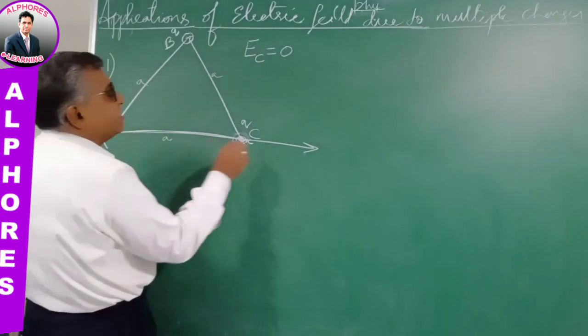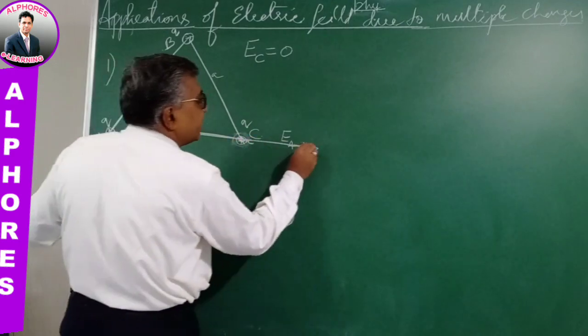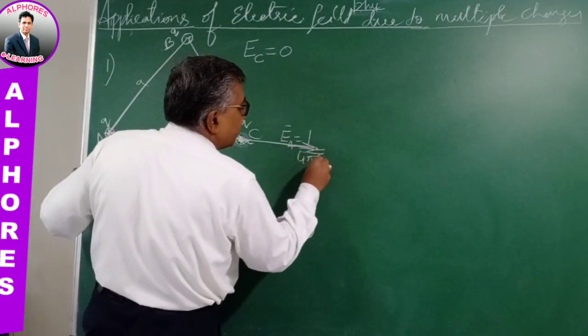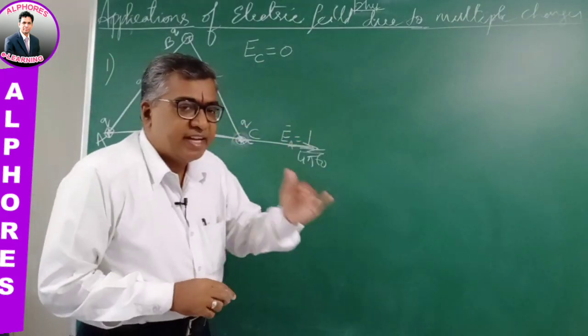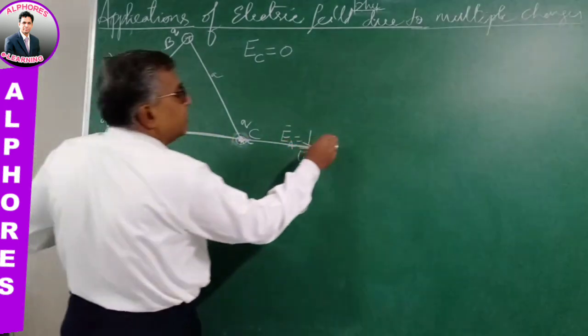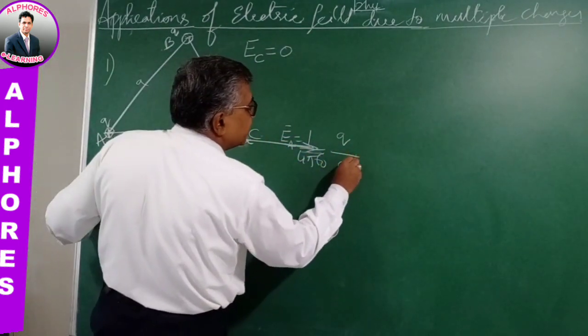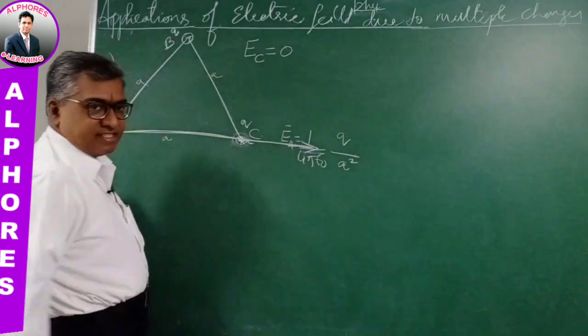So the field intensity due to A, this is EA. EA is in this direction, and the magnitude is 1 by 4 pi epsilon naught. The electric field due to a point charge is 1 by 4 pi epsilon naught Q by d square. So the charge is Q, and the distance of the point is a, so it is Q by a square. The direction is away from the charge, like this.